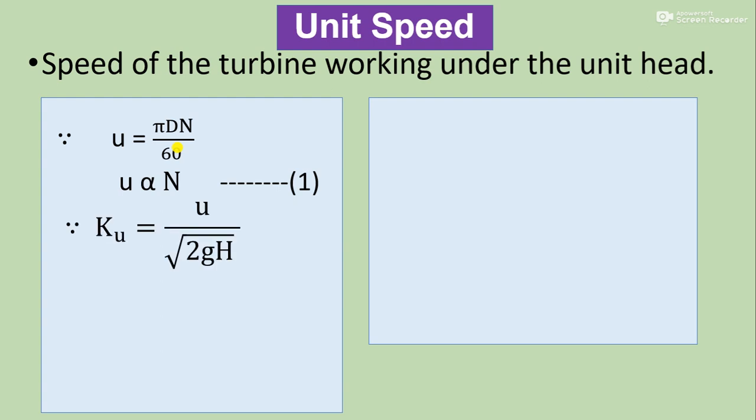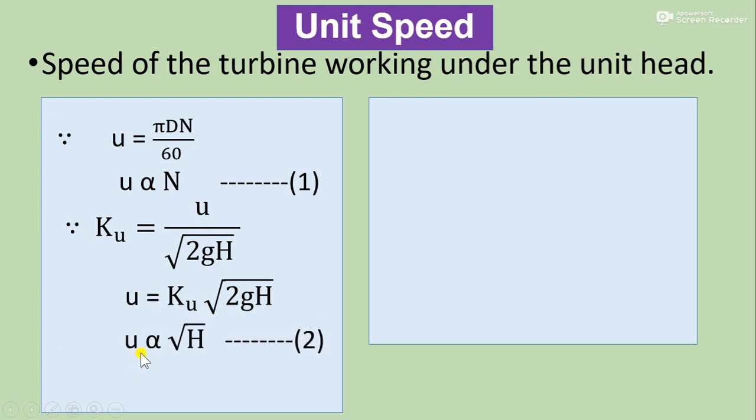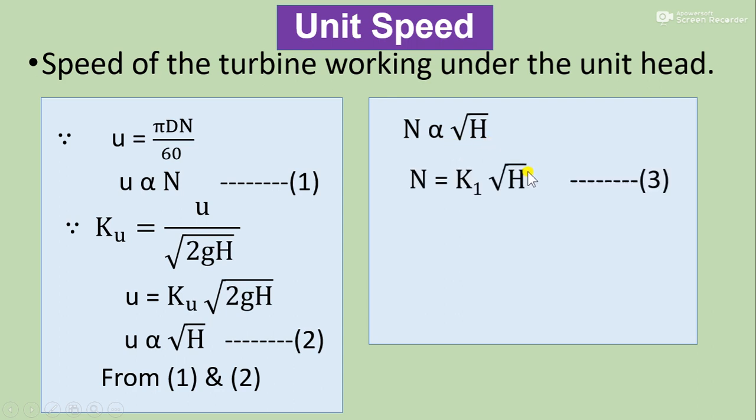Then we take the formula of speed ratio. In this, Ku and square root of 2g are constants. So we can write U is directly proportional to the square root of H, equation number 2. From equations 1 and 2, the left side of the equation is the same. So we can write the relation as speed is directly proportional to square root of H.